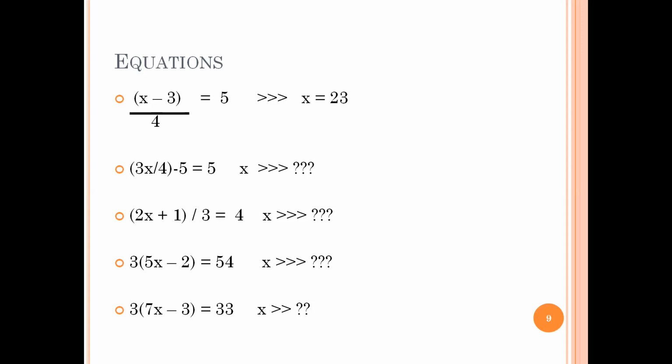40 divided by 3. Perfect. That's it. Okay, we will not convert it into the decimal right now. We'll keep it as it is. Okay. Next person, tell me the next answer.